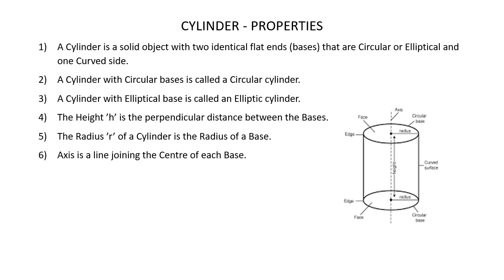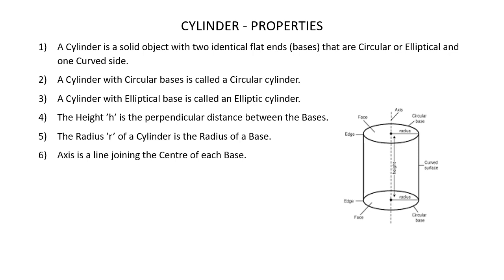The radius r of a cylinder is the radius of a base. Axis is a line joining the center of each base. Now let's understand all these properties with the help of this diagram of the cylinder. Now as you can see here, the cylinder has two identical flat ends, this one, and one curved surface. Now these flat ends are called the bases, and these bases can be either circular or elliptical. If the base is circular, then it's called a circular cylinder. If the base is elliptical, then the cylinder is called the elliptical cylinder.